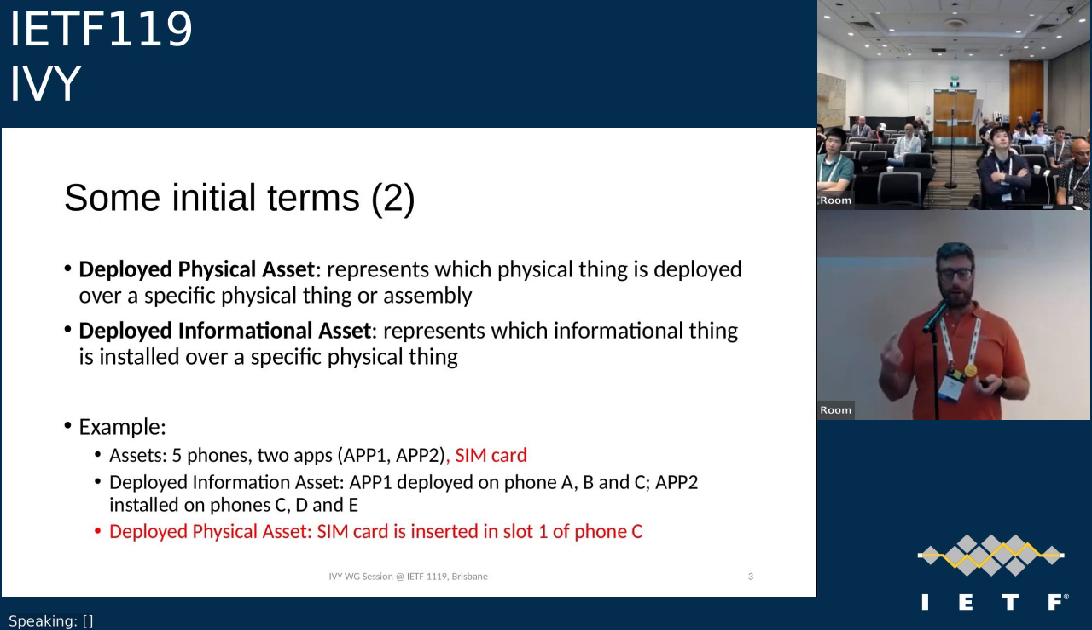App number 1 can be deployed over 3 phones, and app number 2 can be deployed over other 3 phones, ABC and CDE. So this is describing how the informational element, which is the different apps, are deployed over different assets, which are the phones. Or you can have the SIM card, which is a physical asset, which is inserted over 1 phone.